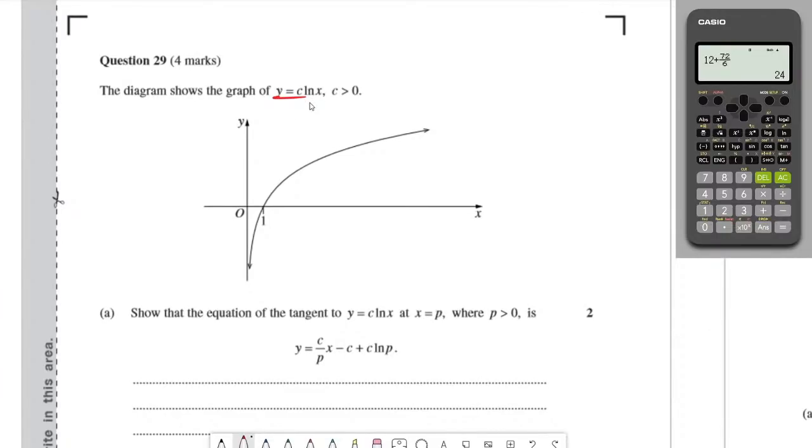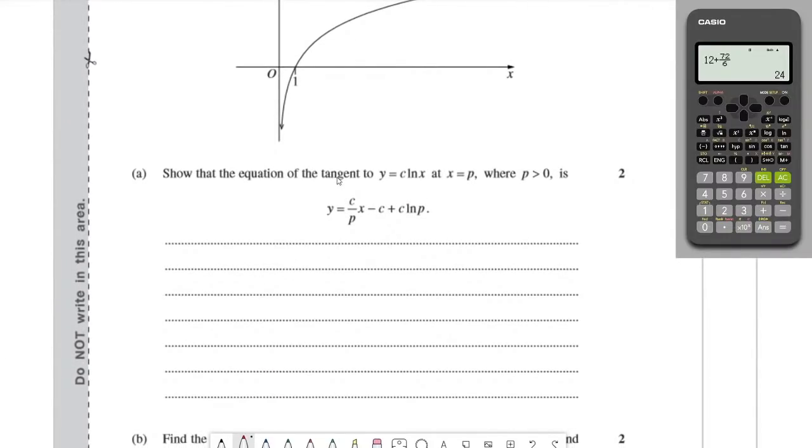So, we've got y is equal to c natural log of x. Okay, show that the equation of the tangent to that at x is equal to p, where p is greater than 0, is this. So, to create a tangent, we need two things. Number one is a point. Number two is a gradient. And what this will allow us to do is substitute it into the point gradient formula, which is that one there. So let's start off by finding out what our gradient is.